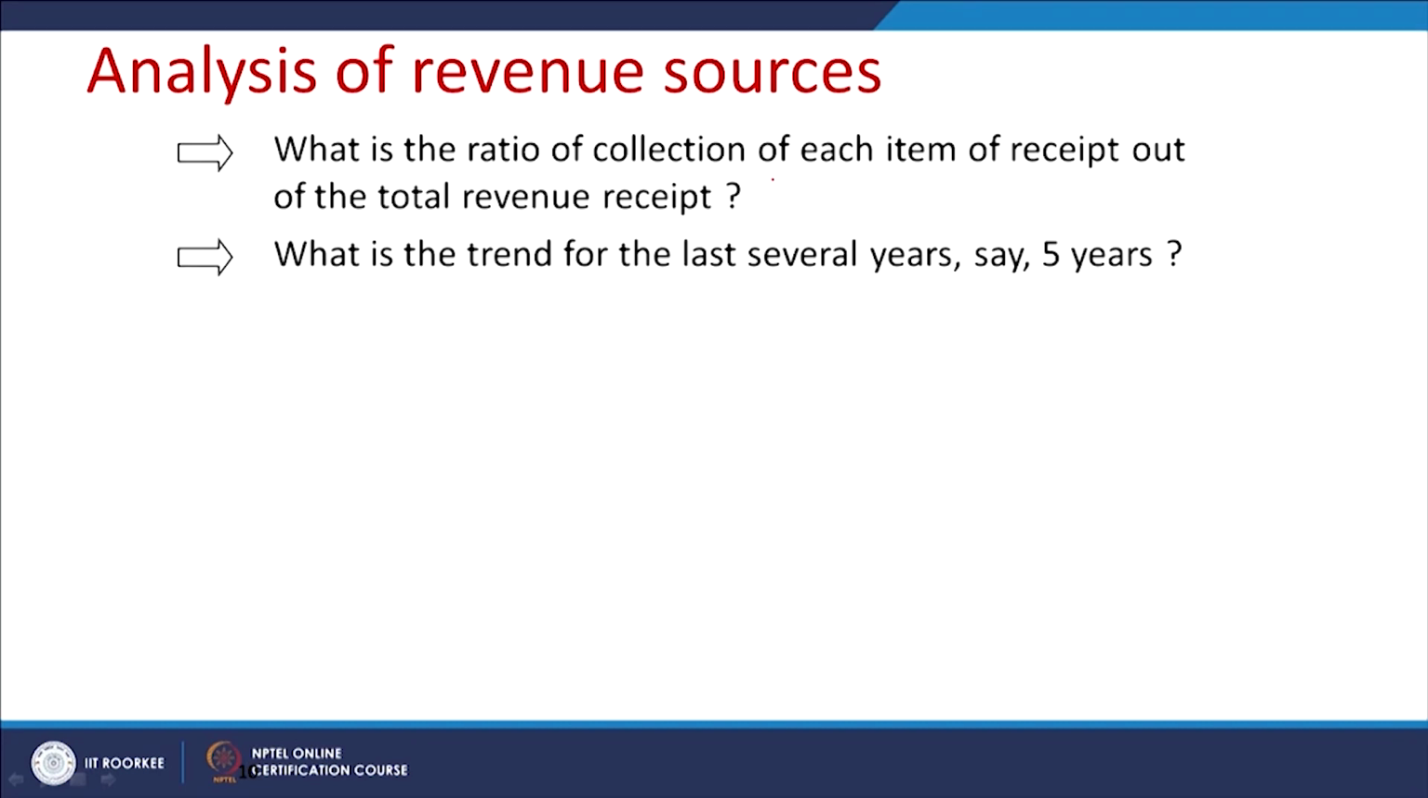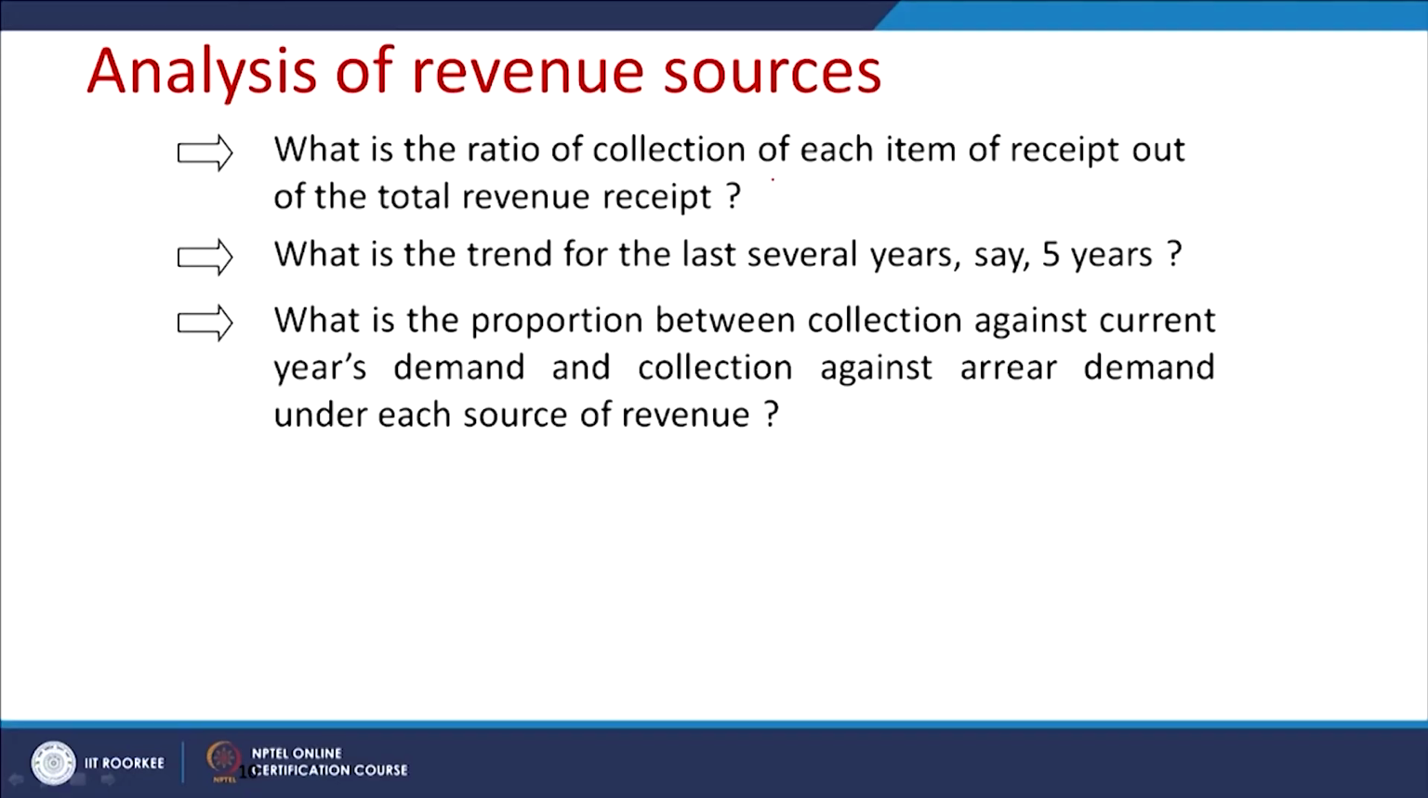Every municipality or corporation has the last 5 years or more data on each and every revenue source. So, please look into that: what is the trend, is it increasing or decreasing, what is the current trend. Next, what is the proportion between collection against the current year's demand and collection against arrear demand under each source of revenue?